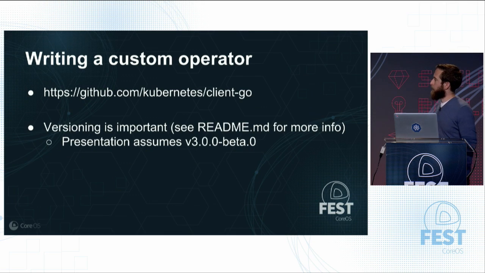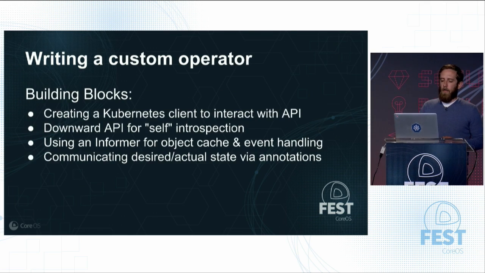So the first part is the actual client library we're going to be using, and that's the upstream Kubernetes client-go. One thing I want to call out here is that versioning is really important. So the version that you check out of this repository, just be aware. The README has more information about what version supports what upstream version of Kubernetes. But this presentation and the example code are going to be targeting the v3 beta 0 release. And even though it has the beta 0, this is actually what's used in core Kubernetes, so it's quite well tested and stable.